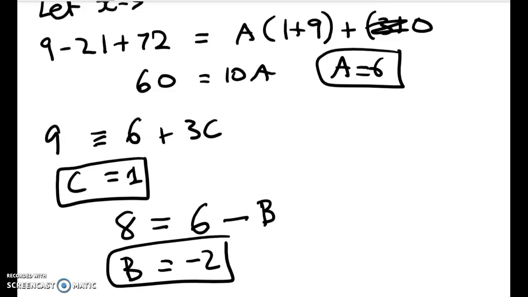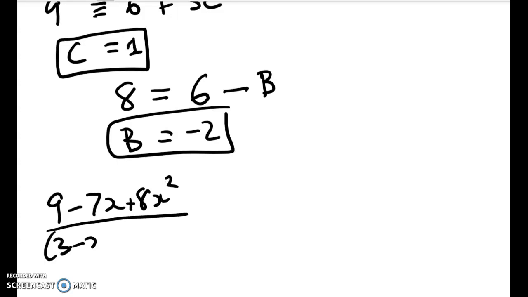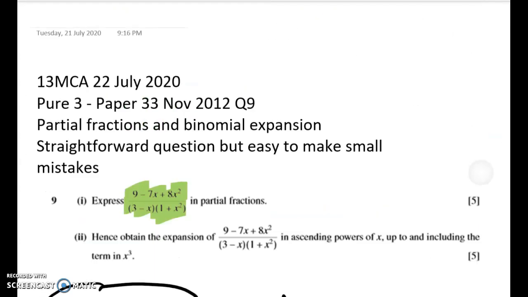So we've got those three bits, we're ready to put it all back together and write the expression out. And after that we're going to have to do binomial expansion. So 9 minus 7x plus 8x squared over this is equal to 6 over 3 minus x plus, now I'll write this the other way around, 1 minus 2x over 1 plus x squared. That was the first part of the question done, so that's I think 5 marks.